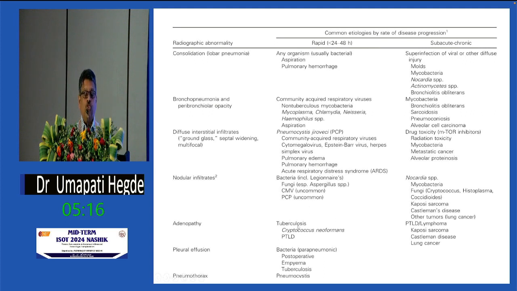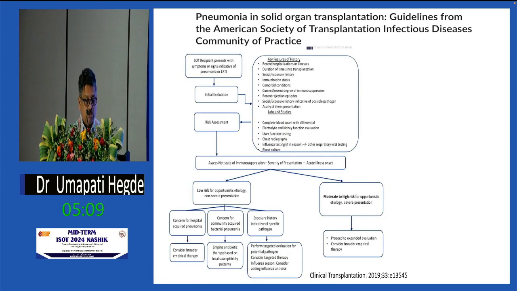And if it is associated with adenopathy, possibly tuberculosis or PTLD, and with a pleural effusion, then possibly an empyema or tuberculosis. So this is all the evaluation. If it is a low-risk group, then the concern is hospital acquired pneumonia, treat it. Concern about community acquired, then empirical therapy.